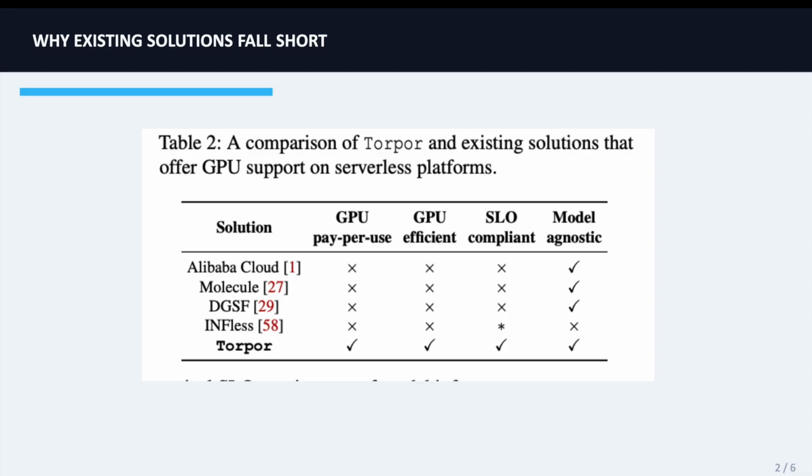And it needs to look inside the model for profiling, which knocks out the last requirement, the model agnostics. And so then we have Torpor, and Torpor is the only one that checks all 4, and that's kind of the whole pitch for this paper. Torpor is the only thing that, again, is going to have the solution of the falling short.